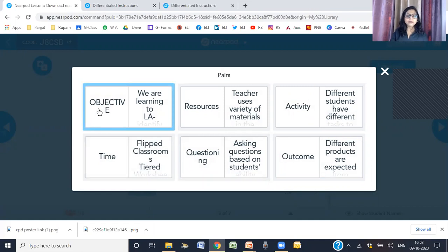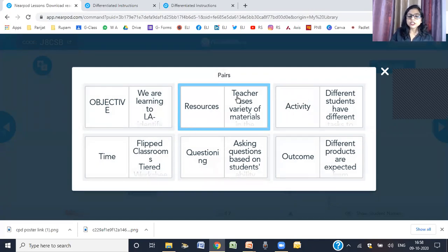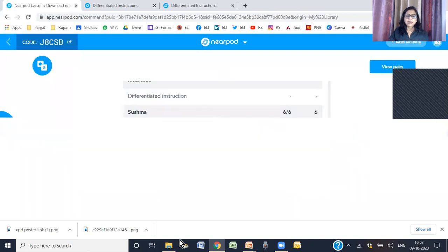When we are writing about objectives, we learned there were low achievers, middle achievers, and high achievers. So there are 3 different objectives listed there. When we are saying resources, the teacher uses a variety of materials. Activity: different students have different tasks to do. Outcome: different products are expected from the students. Questioning: asking questions based on the student's ability. And differentiation by time, an example of that could be flipped classroom or tiered worksheets or adaptive learning, as we studied.